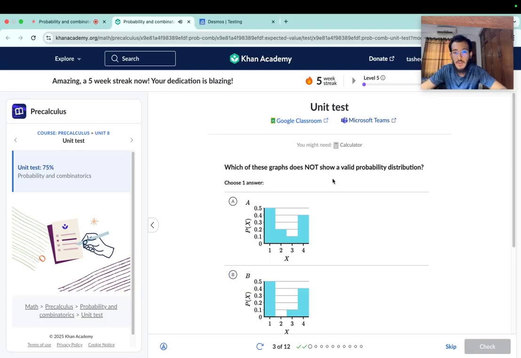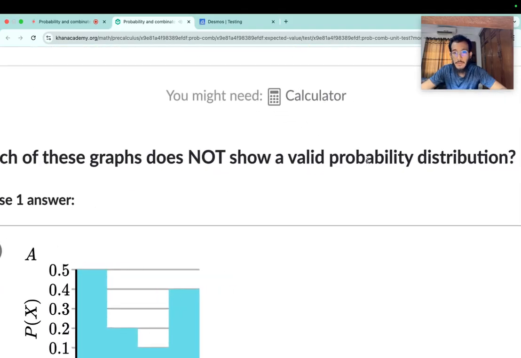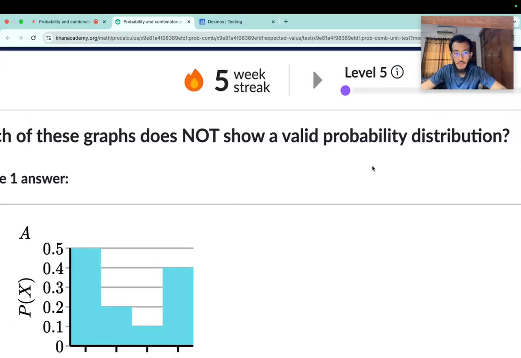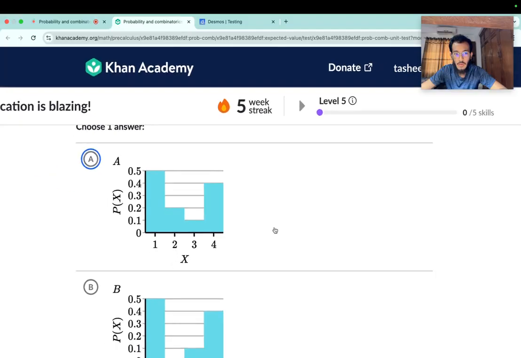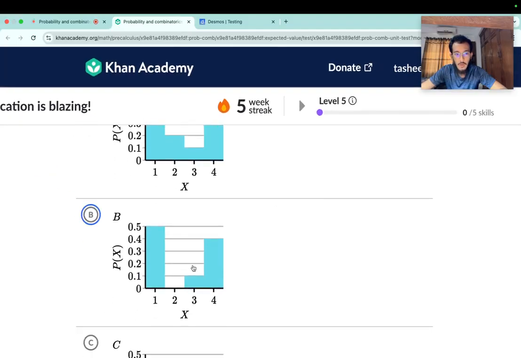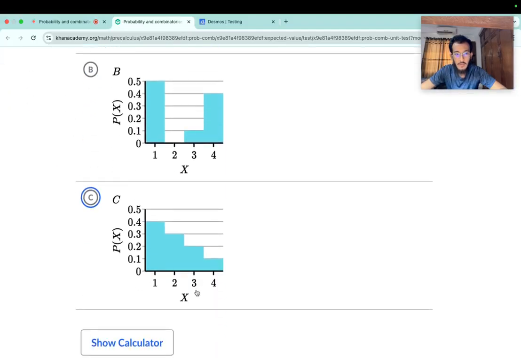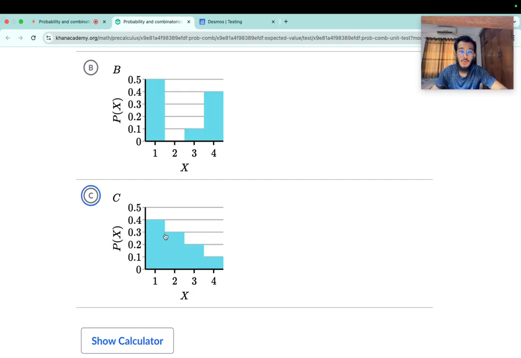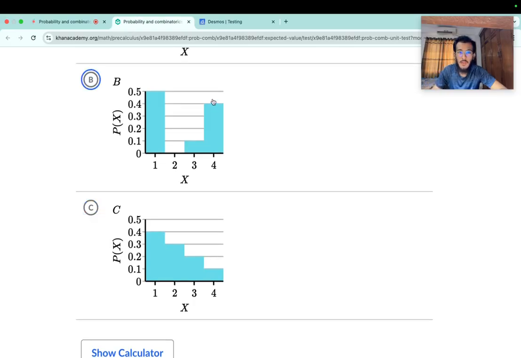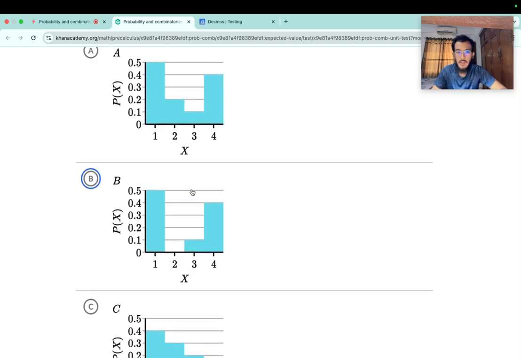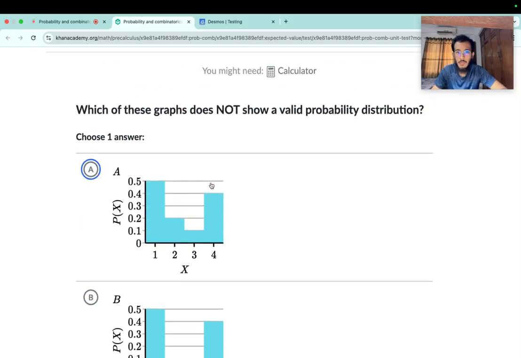Which of these graphs does not show a valid probability distribution? Okay, so here we have x and probability of x. Here we have also x and probability of x. An easy way to detect this is that the summation of all probabilities should not be greater than 1. If it is greater than 1, that is impossible. You cannot have a probability greater than 1. So it does not show a valid probability distribution.